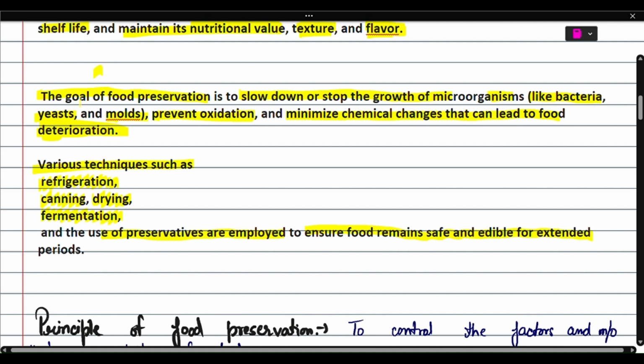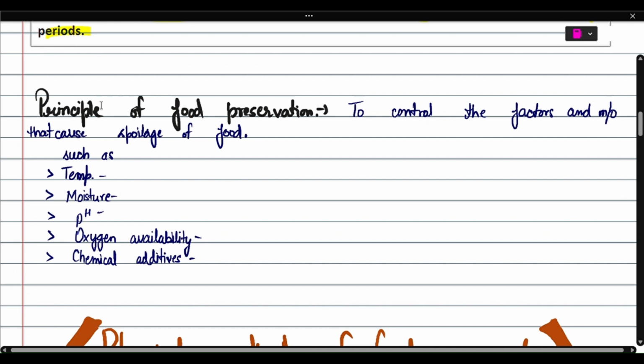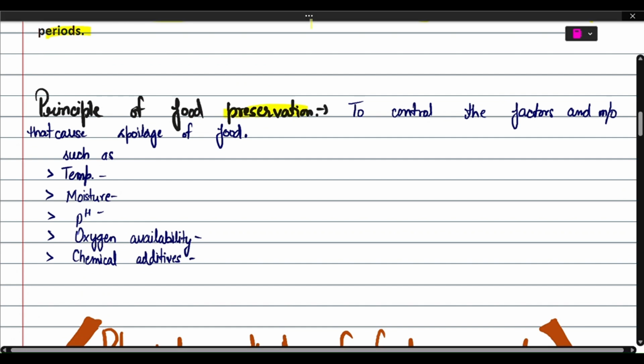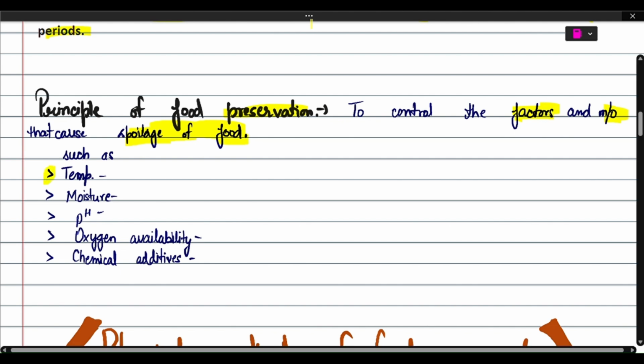Okay. What is the basic principle behind the preservation of food? The basic principle is to control the factors and microorganisms that can lead to the spoilage of food. By stopping them, we can stop the spoilage, and thus the food remains in its natural condition, in which it is edible and safe to consume. The factors which we can control are temperature, moisture, pH, oxygen availability, and chemical additives.